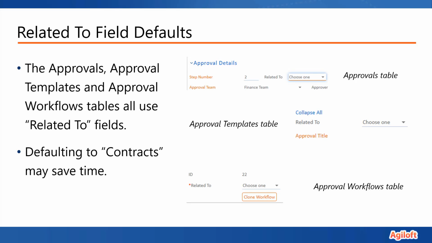The approvals, approval templates, and approval workflows tables all use a related to field. Approvals are used in several tables in the out-of-the-box system and can be added to other tables as well. If only the contracts table utilizes approval processes, defaulting these related to fields to the contracts option can save time. To make this update, go back to the Fields tab of the Setup menu for each table and update the default value for each choice field.